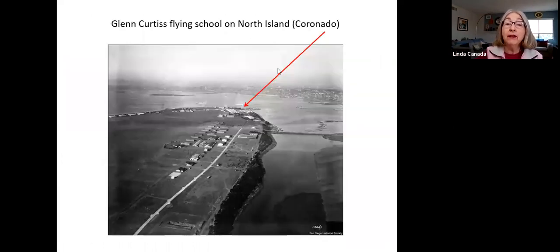And where was the flying school? Way down here on the very tip of Coronado Island. But that made it very convenient for him because he had all of this open water in San Diego Bay that he could be maneuvering those hydro aeroplanes and figuring out how to land and take off from the water.